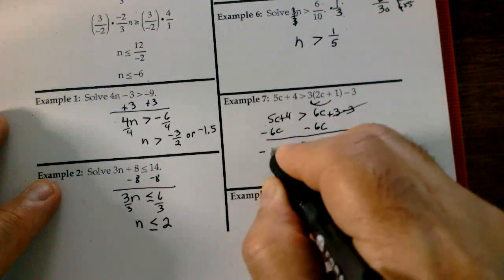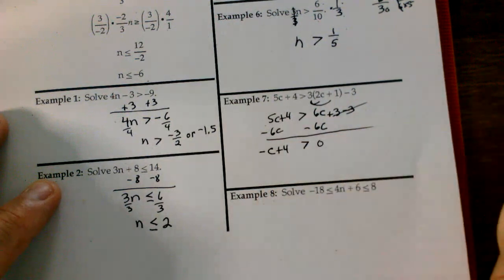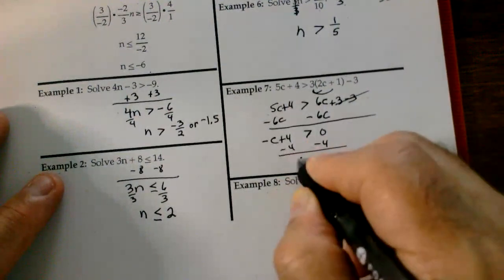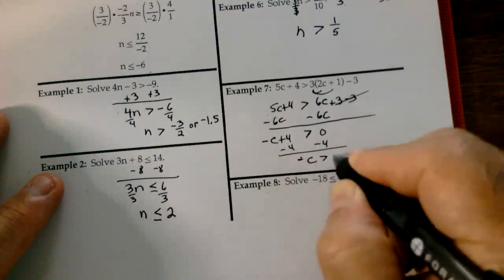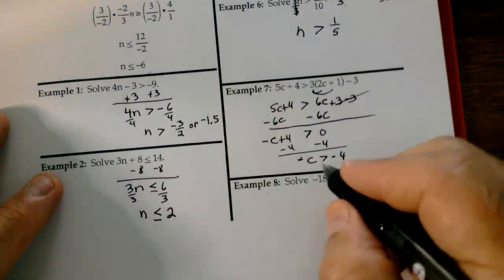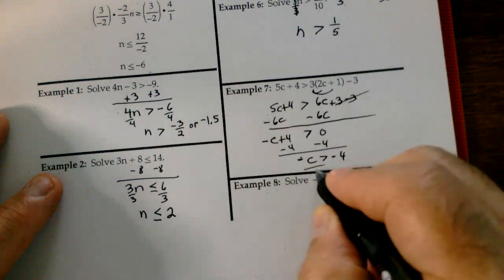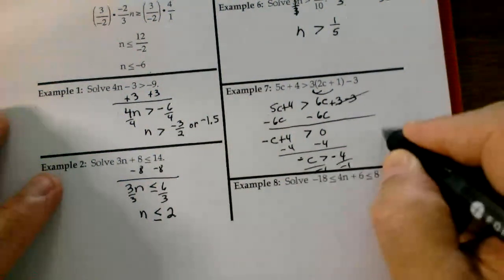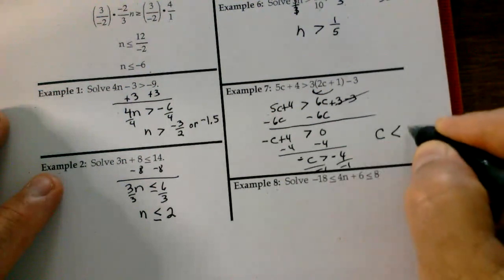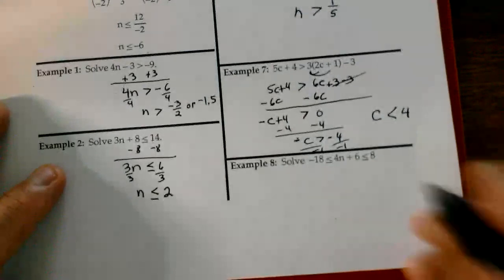So this becomes negative c plus 4, and this becomes a 0 over here. Minus 4 and minus 4. The direction still doesn't change because all you're doing is adding and subtracting. Now here's where it switches. If you divide or multiply by a negative 1, I have to switch the direction, and a negative and another negative is possible.